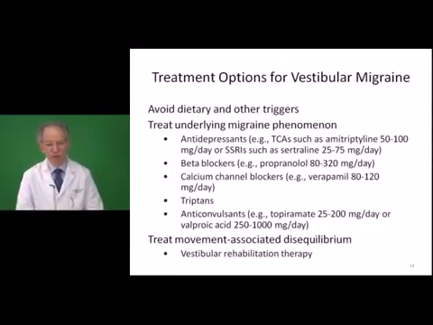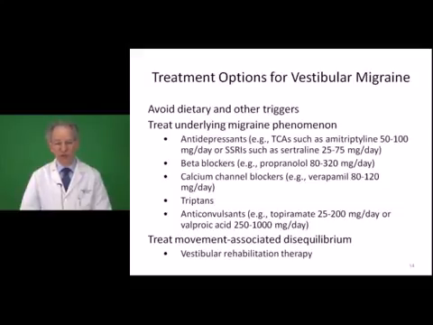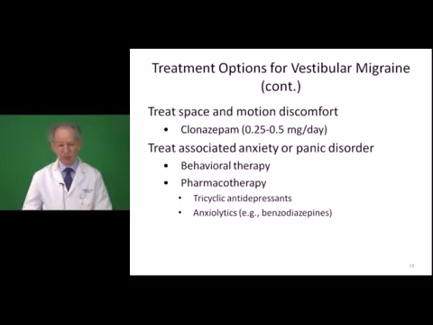There are numerous treatment options for patients with vestibular migraine. These include avoiding dietary and other migraine triggers. Also, pharmacotherapy can be beneficial and can include medications from 5 different families of medications known to be helpful for some patients with migraine headache. These include antidepressants, beta blockers, calcium channel blockers, triptans, and anticonvulsants. Also, patients with vestibular migraine should be considered for vestibular rehabilitation therapy, particularly if they have movement-associated disequilibrium.